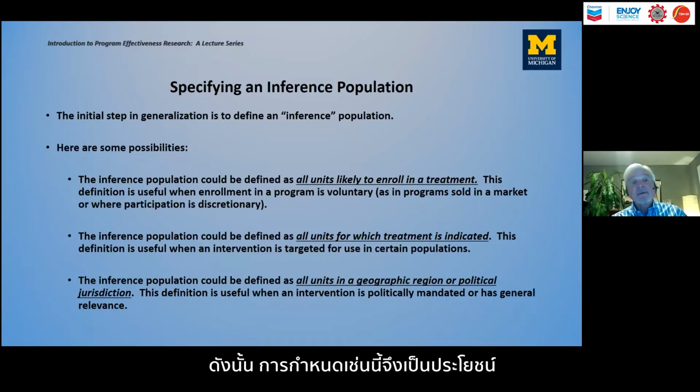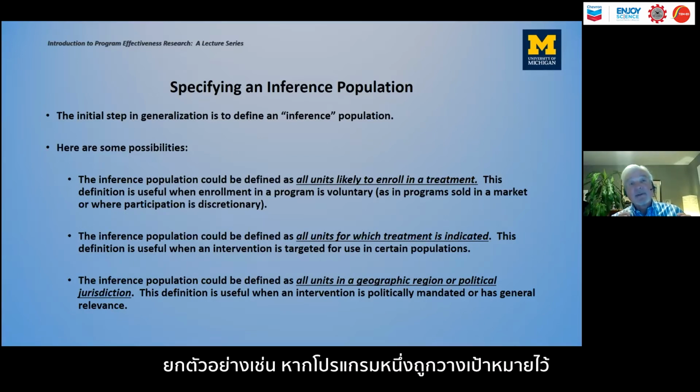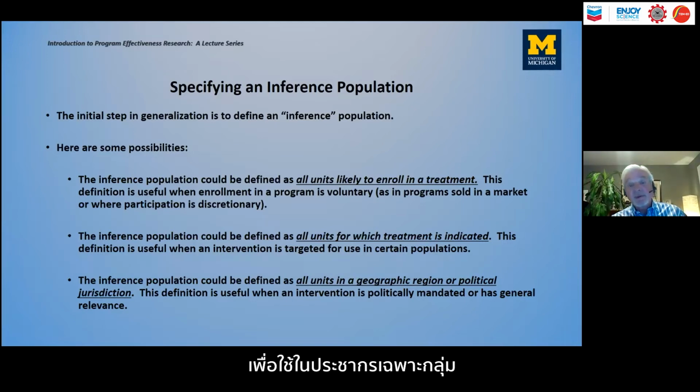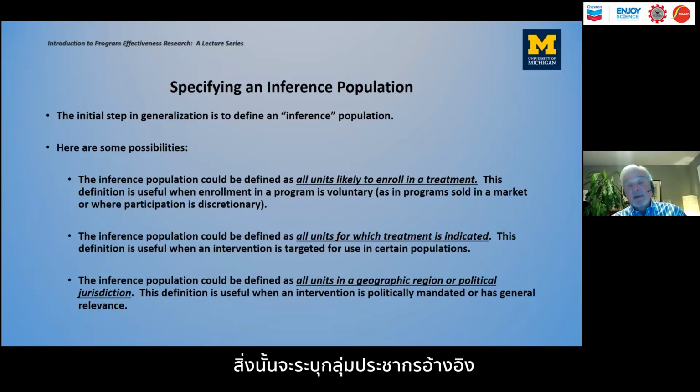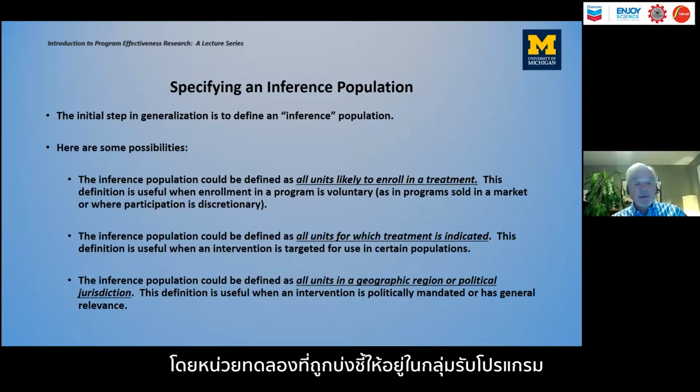On the other hand, you could define the inference population as all units for which treatment is indicated. This definition is useful if, for example, an intervention is targeted for use in a specific population. This is an intervention designed for high poverty schools, or schools with a history of low achievement. That would be specifying the inference population by units for which treatment is indicated.